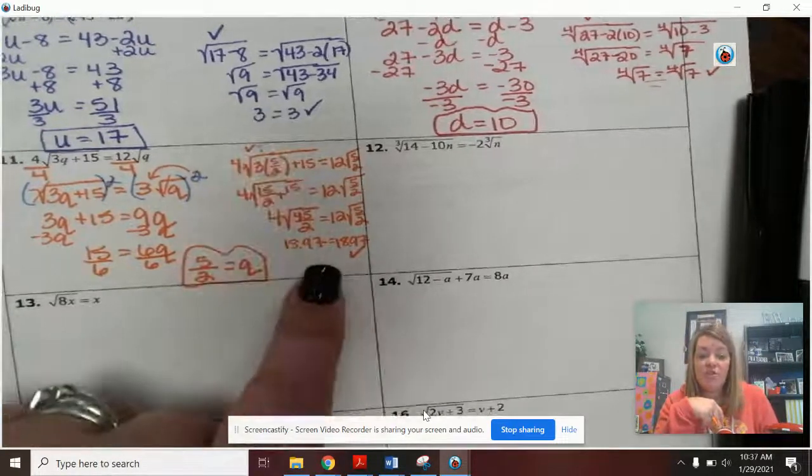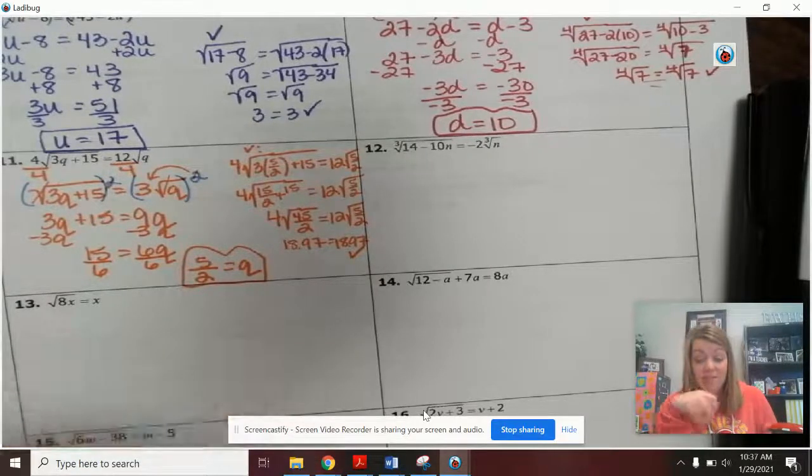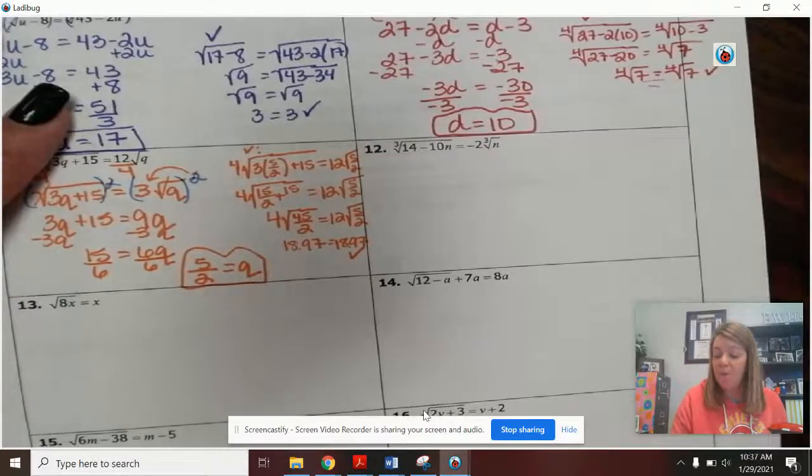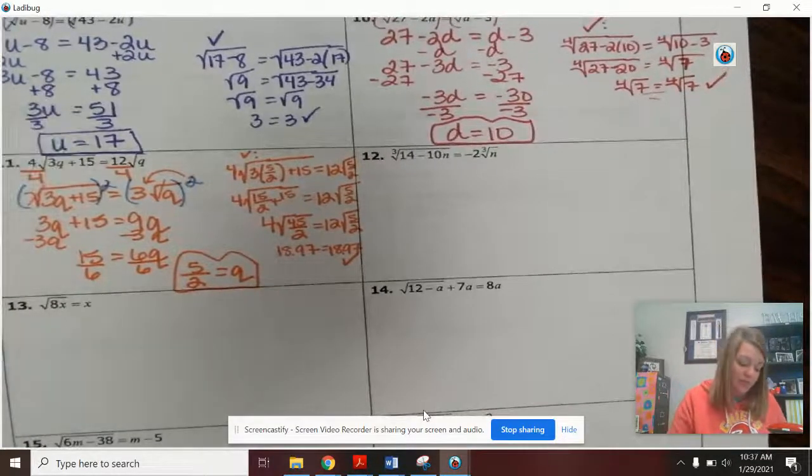You just need to make sure you check them so that you know that they work, because if no solution is the answer and you put an answer, then you're going to get it wrong. So, all right, let's go on to number 12.